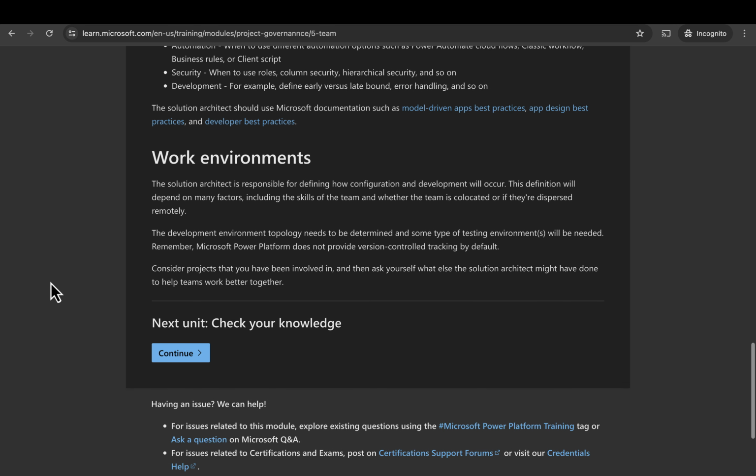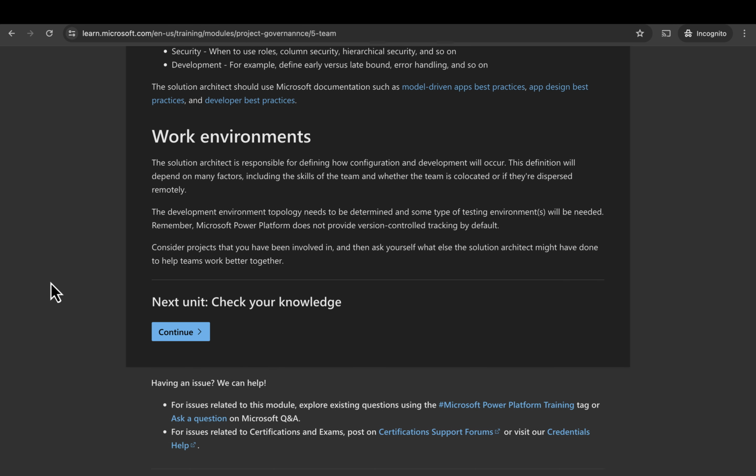The solution architect should use Microsoft documentation such as model-driven apps best practices, app design best practices, and developer best practices. Work environments. The solution architect is responsible for defining how configuration and development will occur.